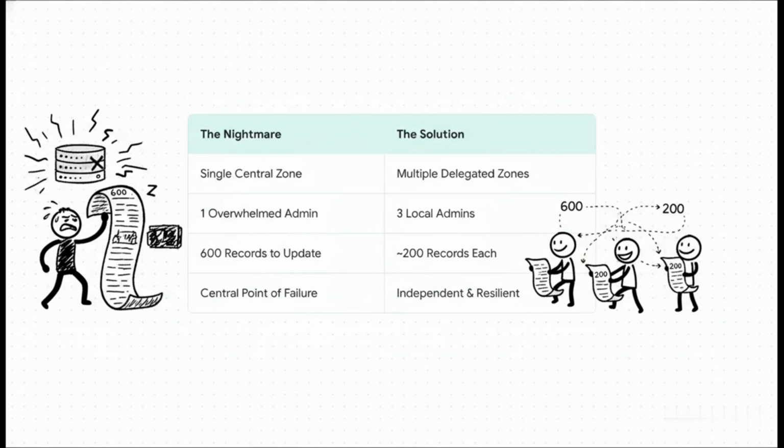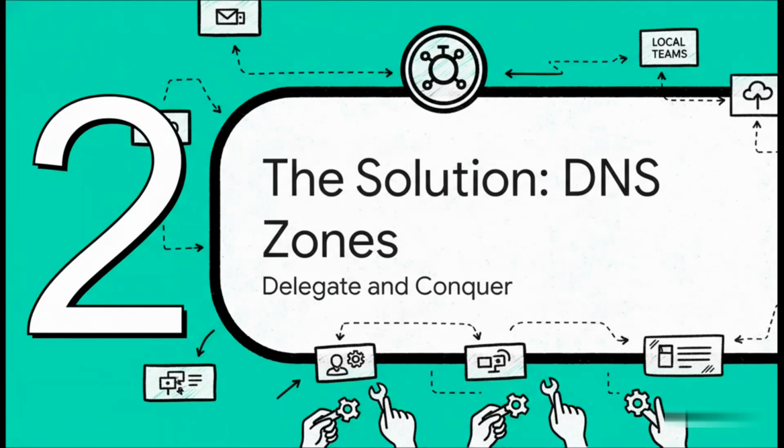But then, you look at the solution on the right. It's all about one word: delegation. And that beautifully elegant solution is what we call DNS zones. It's a strategy of delegate and conquer. Instead of one person trying to do everything, you hand over control to the local teams, the people who actually know their own networks inside and out.